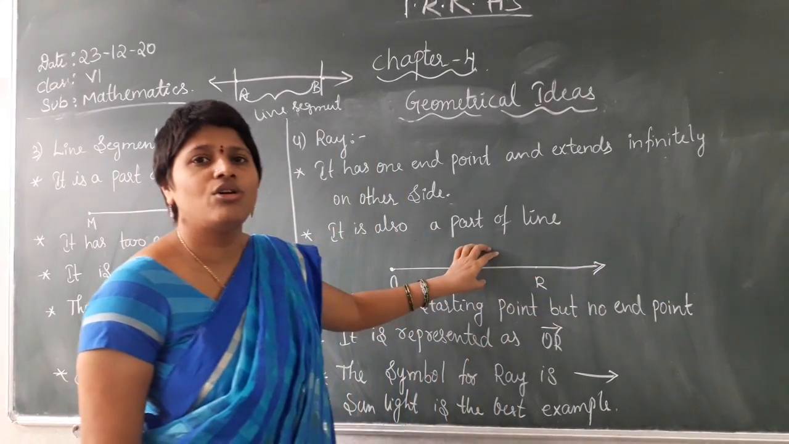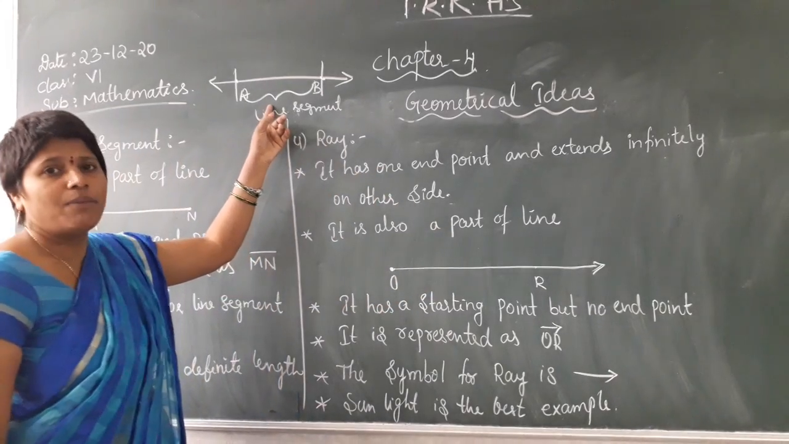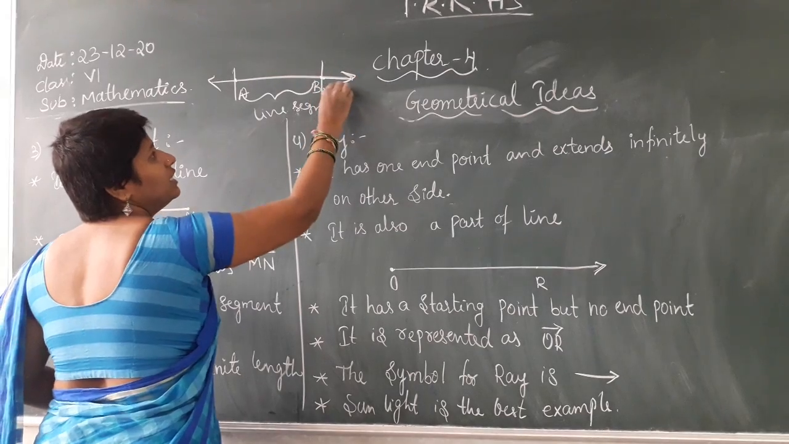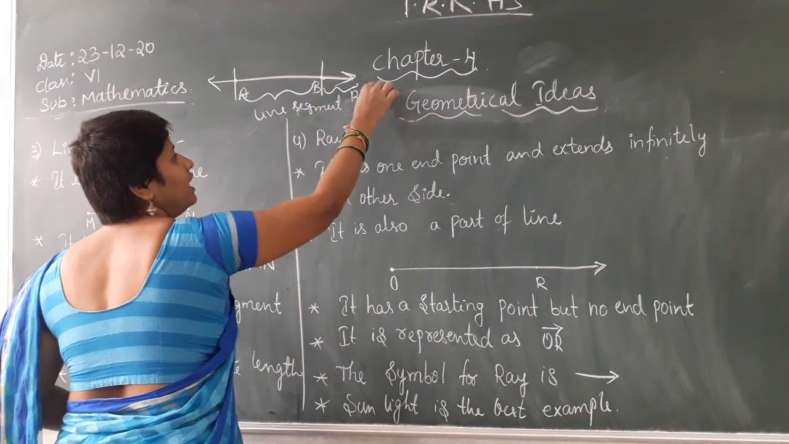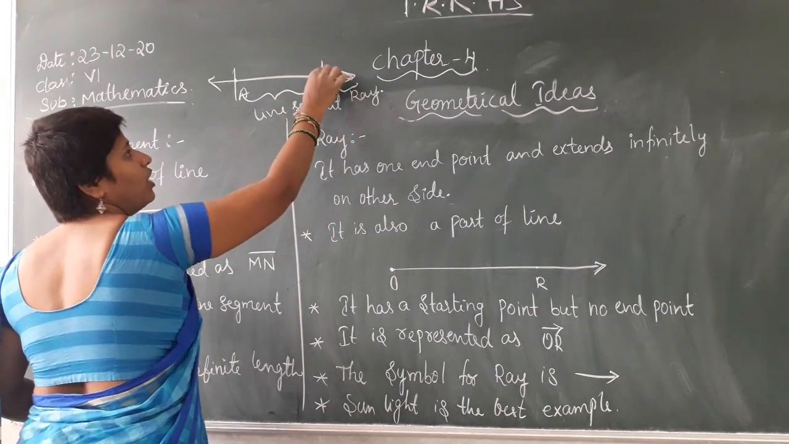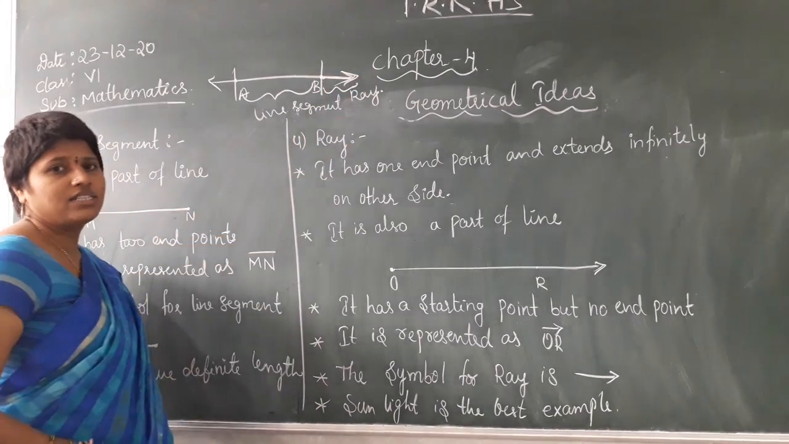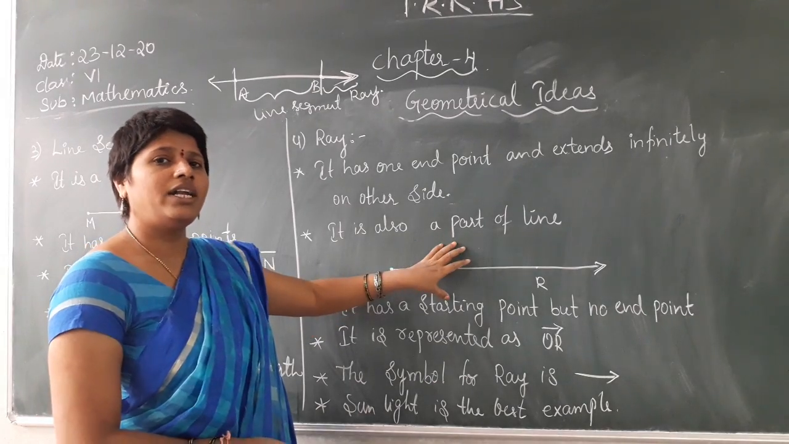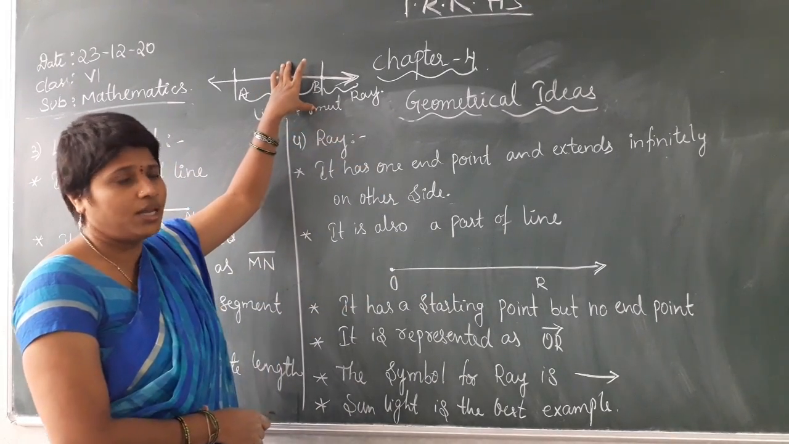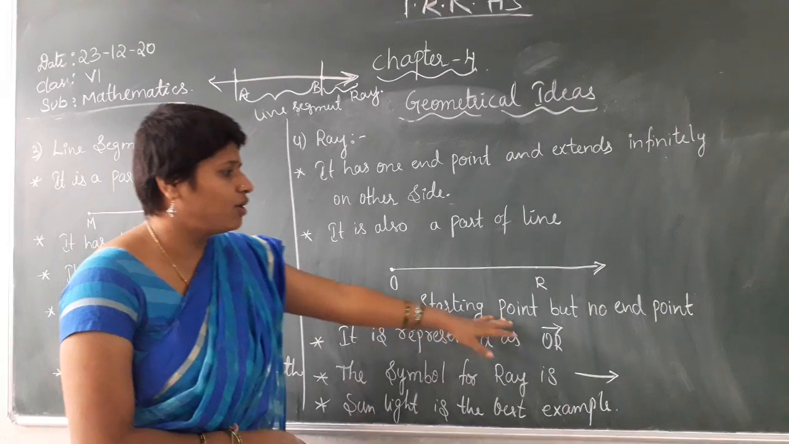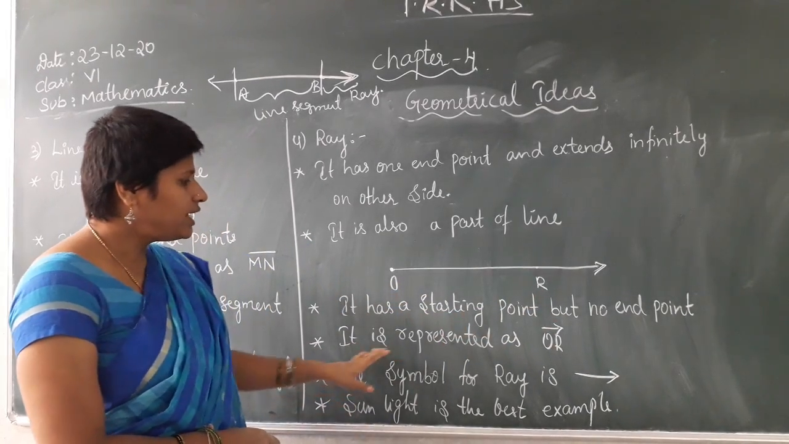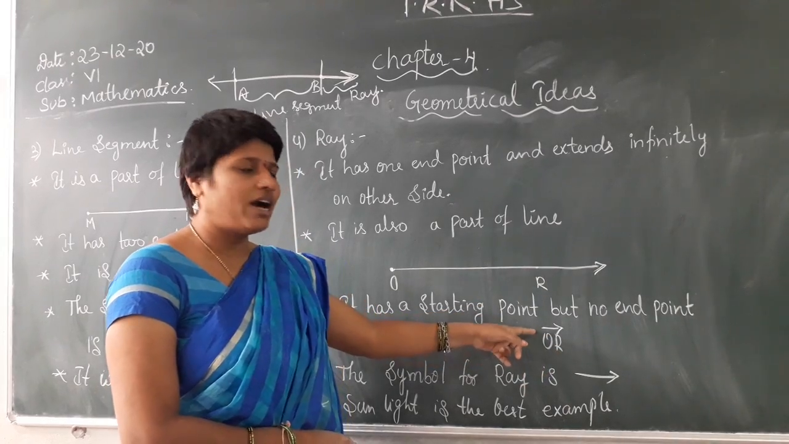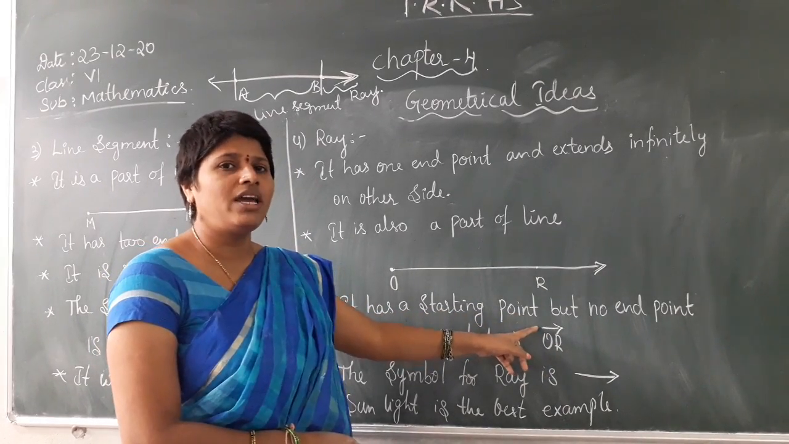And this is also a part of the line. Suppose you take it from this end, like this portion, I can call it a ray. So this is my starting point and it extends on one side. Clear? So the line segment and the ray are both taken from the line only. It has a starting point but no end point. Yes, it is represented as OR and on the top you have to write this symbol. This is the symbol for a ray.